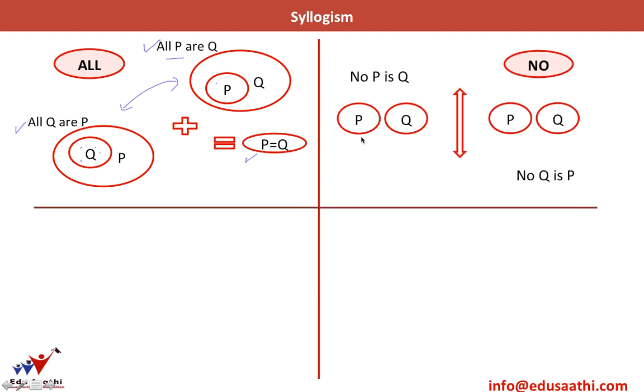No P is Q is the same as no Q is P. This is the inference you can draw from each other. If there is no point in P which is also a point in Q, then similarly there is no point in Q which is also a point in P.